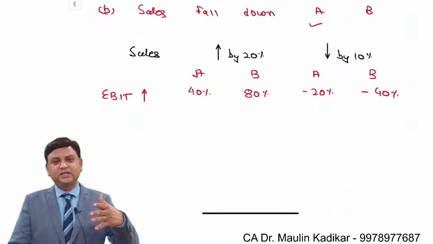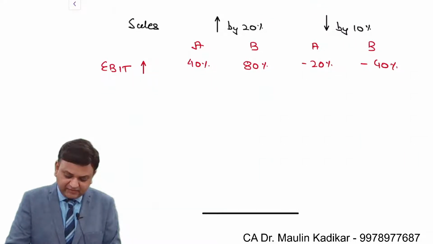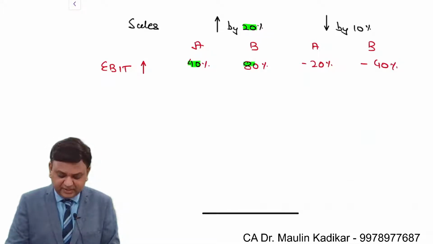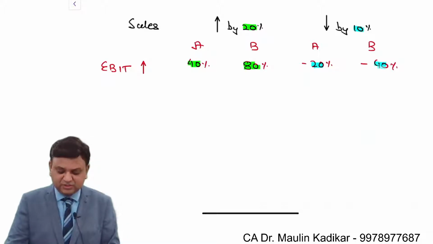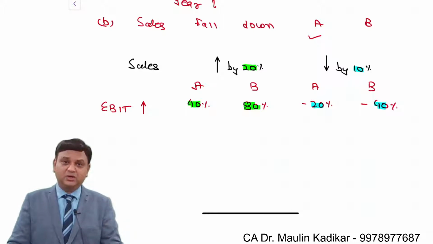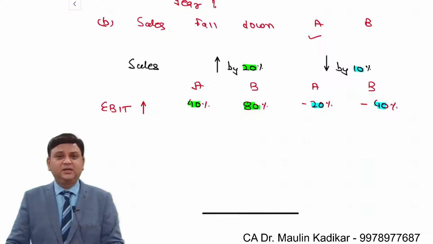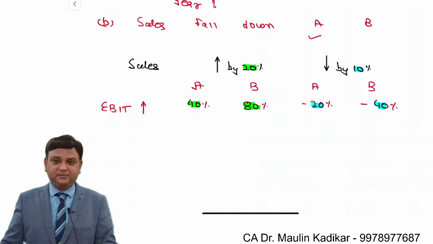One of the directors is raising a question like this: I do not understand that when sales increase by 20 percent, why does profit increase by 40? Why does profit increase by 80? When sales decrease by 10, why does this reduce at a higher rate? Why is the change in the operating income more in comparison to the change in the sales? I am not able to understand that. Can you explain to me, being a finance expert? So there is a question from a director.